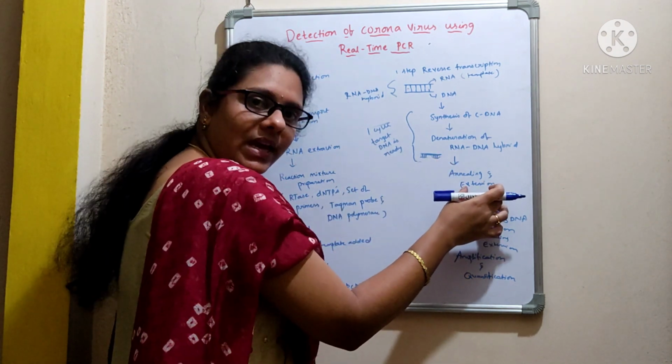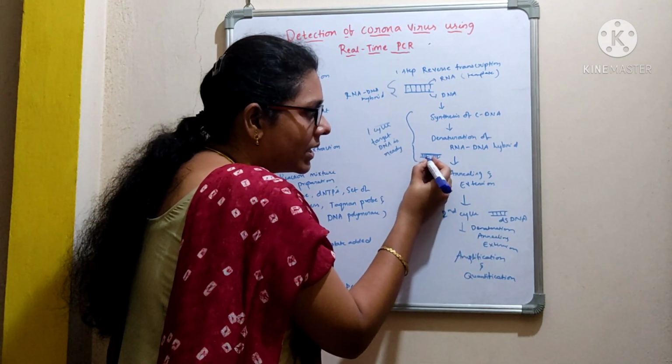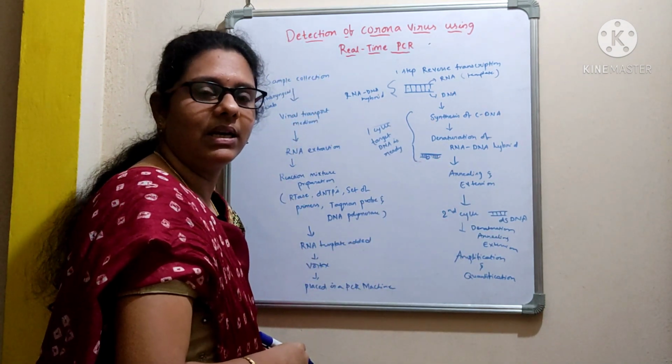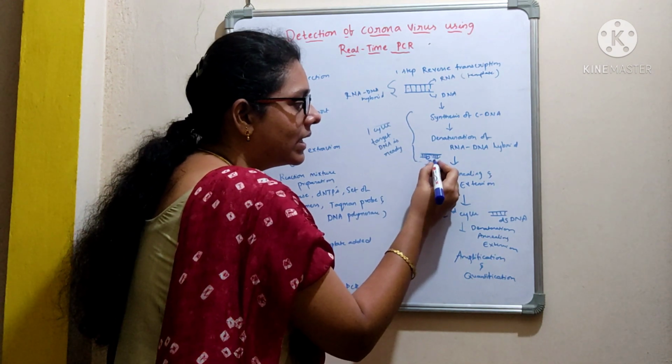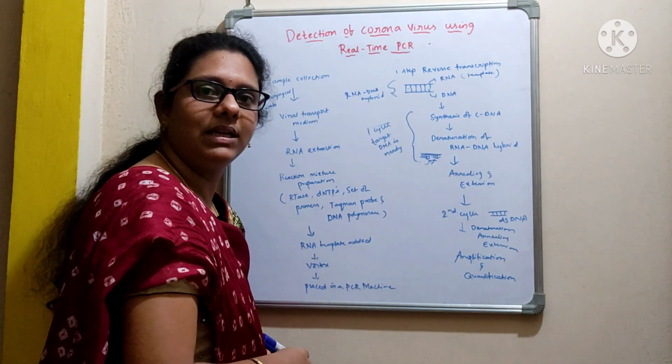Now in the step of extension, what happens? The DNA polymerase will come and bind here, and it is going to add dNTPs, and it is going to synthesize the DNA.